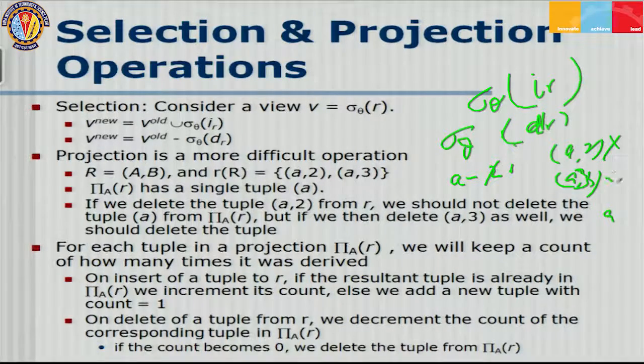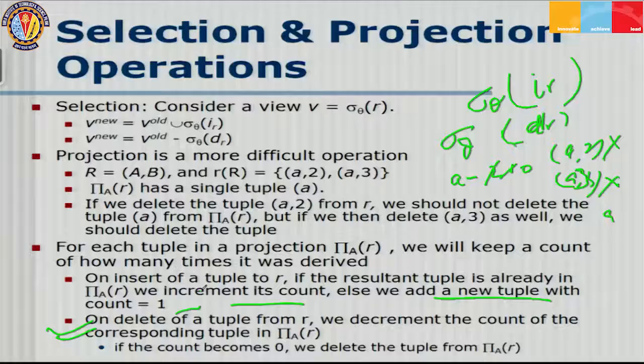Now if I delete A3 as well, then this count becomes 0, and then I would be deleting it from the result. Okay, so this is what I explained for the delete part. Similarly on insert of a tuple to R, if the result tuple is already there in the projection, we increment its count, else we add a new tuple with count equal to 1. So we set the count equal to 1 if it's a new tuple. So that's how I handle projection.